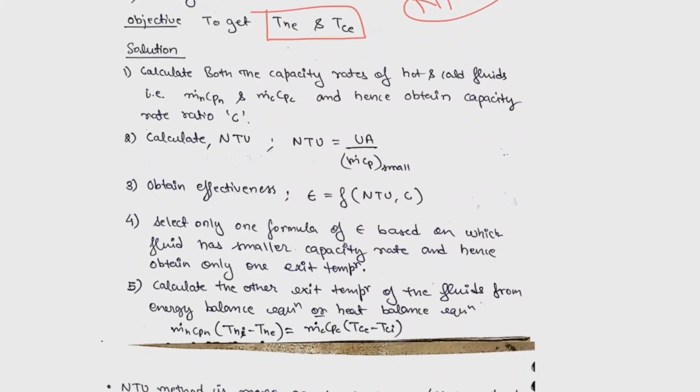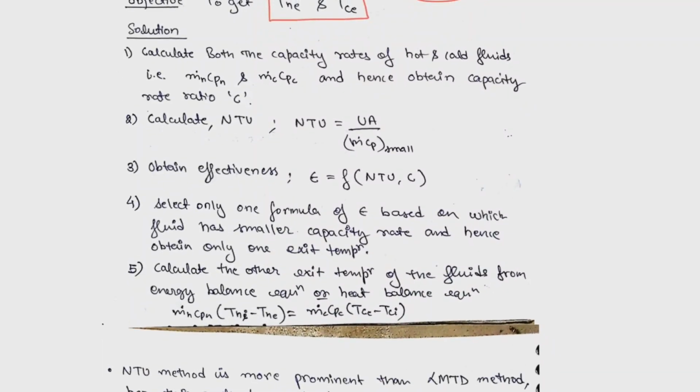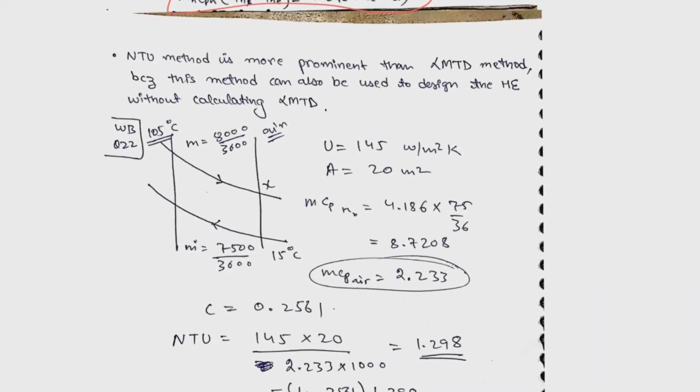The solution is here. Calculate both the heat capacity rates, cold fluid and hot fluid, compare which one is larger and which one is smaller, find the NTU using this formula, and obtain the effectiveness as a function of NTU and heat capacity ratio, and then select only one formula of effectiveness. I have given you two simplified formulas. Choose either one of them and find the exit temperature for only one fluid using that effectiveness formula, and for the other fluid just apply the heat balance energy equation. You will get the temperature of the other fluid. This is how we solve the problems related to the NTU method.